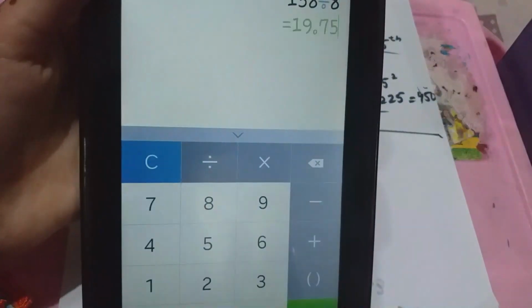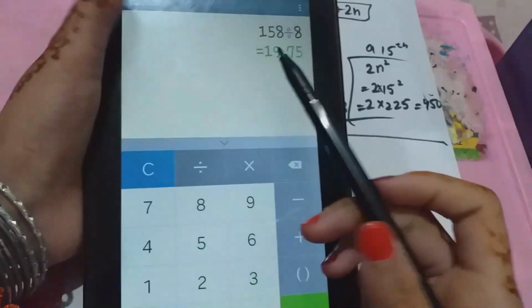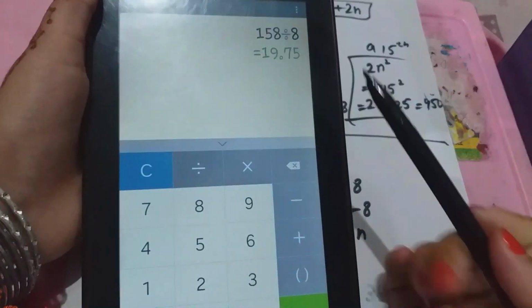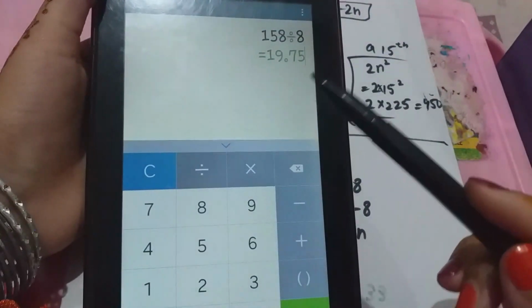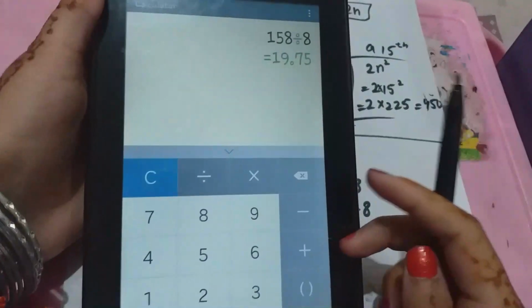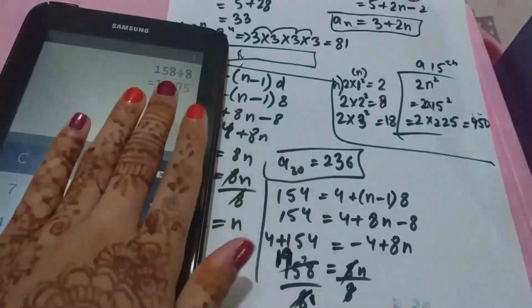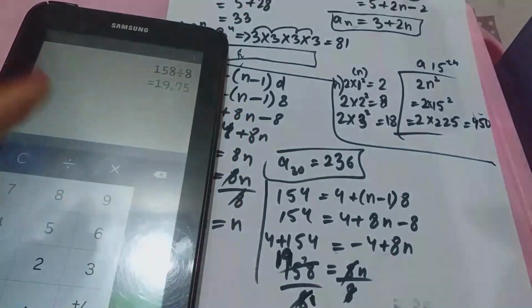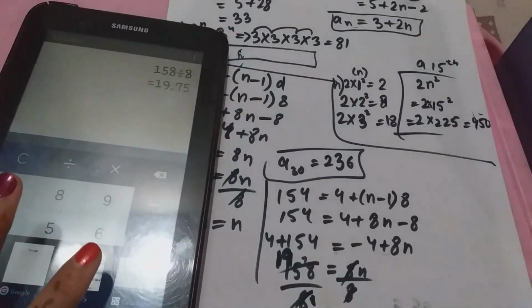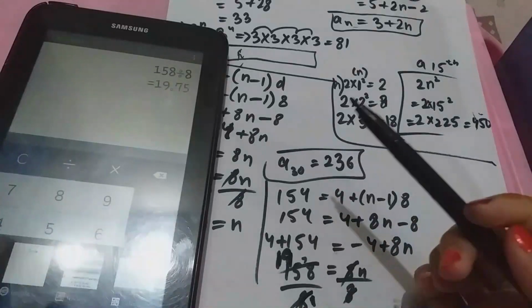Now we will divide 158 over 8. So 158 divided by 8 is 19.75. So this means that 154 is not a term of the sequence, because it would be the 19.75th term of the sequence, which is not valid. It's correct as a number, but we do not write terms in decimal form.